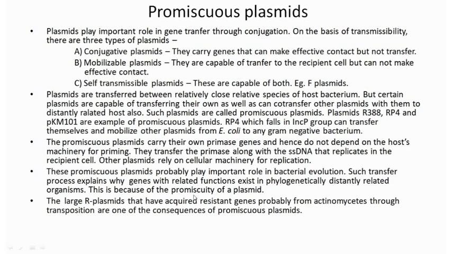This is because of the promiscuity present in a plasmid. These R plasmids are one type of promiscuous plasmid, and probably because of this nature, they have acquired many different antibiotic resistance genes from bacteria like actinomycetes. So the R plasmids' multiple resistance genes are obtained through the promiscuousness of the plasmid.